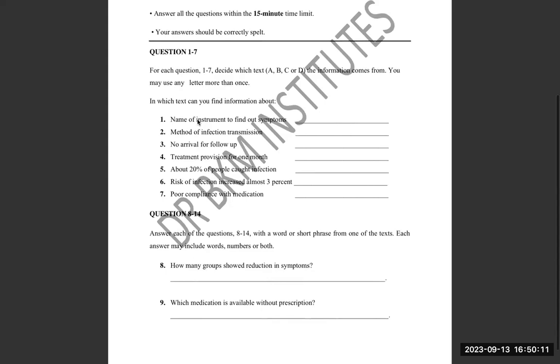I have to do A, B, C, D. Name of the instrument to find out the symptoms. So I will mark my important words. Symptoms is the keyword, instrument is the keyword. Method of infection transmission. No arrival for follow-up. Follow-up is the important word. Treatment provision for 1 month. 1 month is also a keyword, because it can be written as 30 days or 1 month. So the first question has instrument, symptom, infection, follow-up, treatment, 1 month. 20% people. Risk of infection increased 3%. Poor compliance with medication. So now I know a bit of my answers.